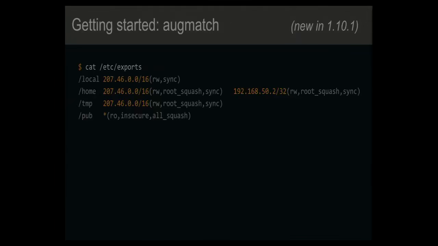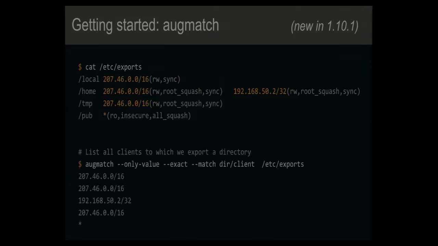So one simple thing you can do is just print out all the clients that you're exporting anything to. Right? Like, just give me a list of the things that I'm exporting stuff to. With augmatch, the important thing here is that you say, I want to match dir/client. That means go through the tree, look at every dir node, then go to a client node, and that's the thing I'm talking about. And then when we say exact, it just looks at that one node and not the stuff underneath it.